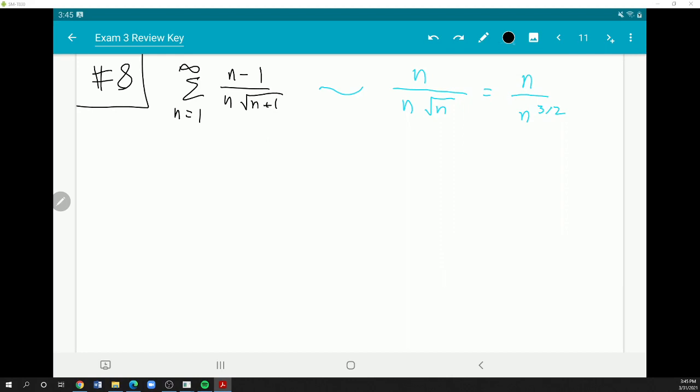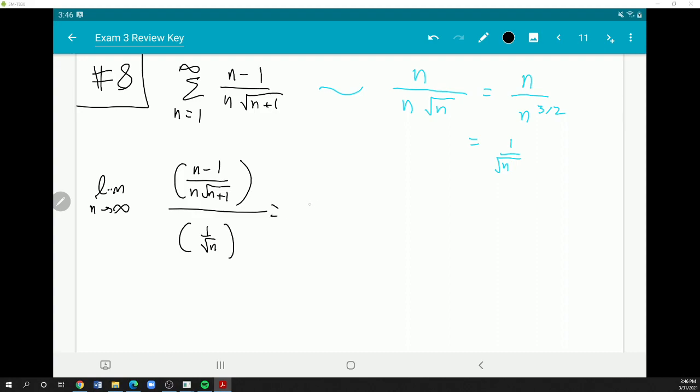So what I do is I compare it. This is the same thing as 1 over root n, which I know diverges. So I use the limit comparison test. I look at the limit as n goes to infinity of n minus 1 over n root n plus 1, divided by 1 over root n, and I get root n times n minus 1 over root n plus 1, but with a limit.